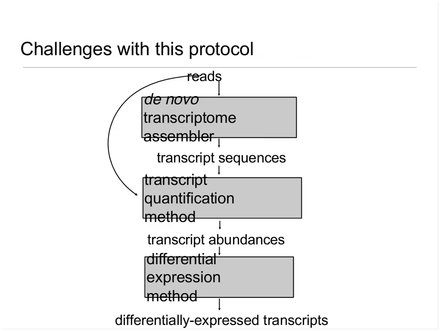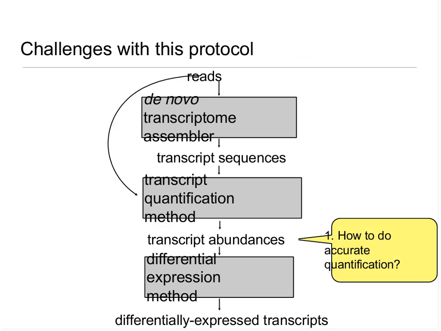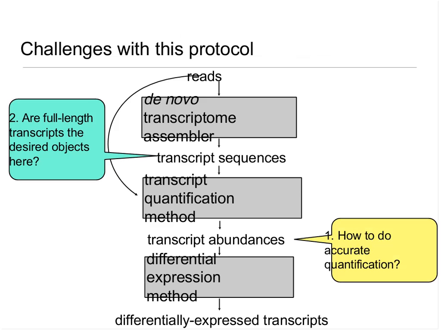So there are a number of challenges with this protocol, especially in the de novo case, and those are the two challenges that I'll discuss today. So one is how do you actually do accurate quantification with these sort of data sets? And the second is maybe a more philosophical one: are transcript sequences really the things that we desire, what we're assembling and quantifying, or does that make sense as what we need to be working with here?